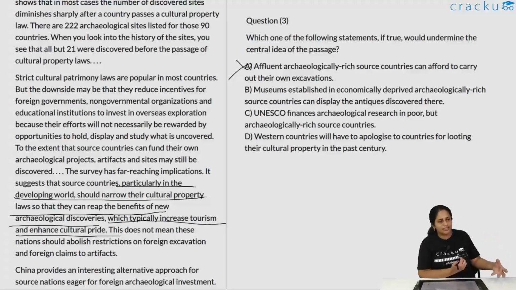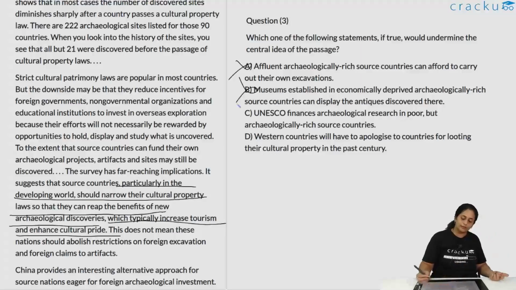See, archaeological site discoveries require investment. This investment generally comes from foreign countries, especially when it comes to poor countries. When you have strict cultural property laws, that investment will evaporate, which means that there will be no more digging. So even if your museums are ready to show, they are not able to fund the discoveries, so the point remains. So B also can be eliminated.